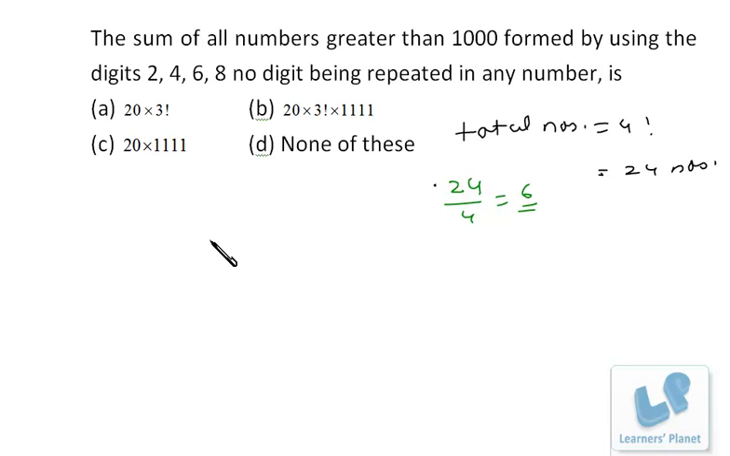6 times 2 will come, 6 times 4 will come, 6 times 6 will come, and 6 times 8 will come, right? So that means 6 times (2 plus 4 plus 6 plus 8). That is the total of unit place, the total of tens place, the total of hundreds place, and the total of thousands place. Now what's that? 8 plus 6, 14, 14 plus 4, 18, and 2, 20, 20 into 6, 120. So 120 is the total of each line, that is units, tens, hundreds and thousands, right?